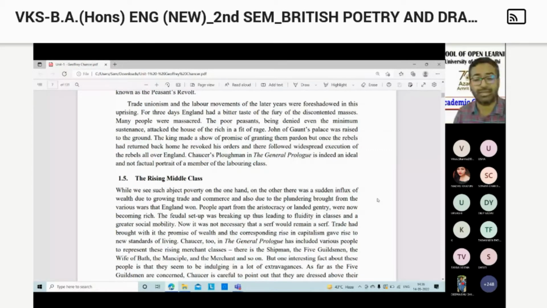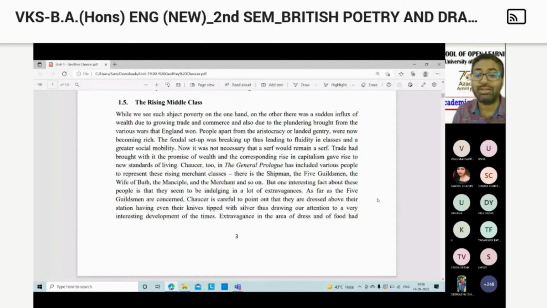Next, you have the rising middle class. What is the middle class doing during this time? While we see such abject poverty on the one hand, on the other there was a sudden influx of wealth due to growing trade and commerce. So the middle class during this time had earned an amount of money out of trade and commerce, and they had become suddenly rich. And also due to plundering brought from the various wars.